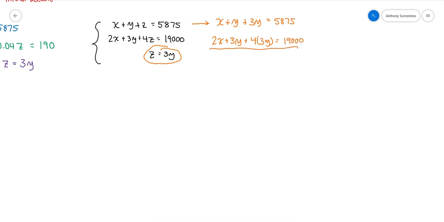And so when I simplify these two, I'm going to have x plus 4y equaling 5875. And I'm going to have 2x plus 4 times 3y is 12y. 12y plus 3y is 15y. That's going to still be 19,000. So this is the system of equations that I have to solve here.